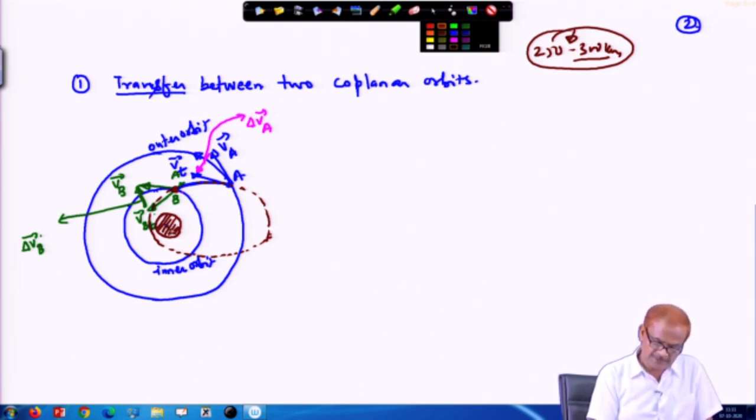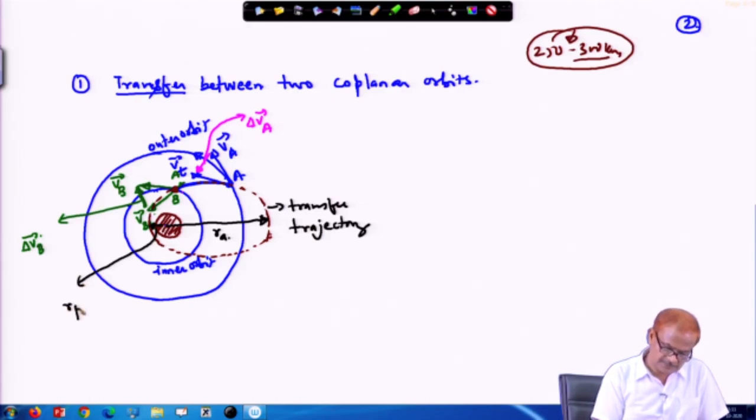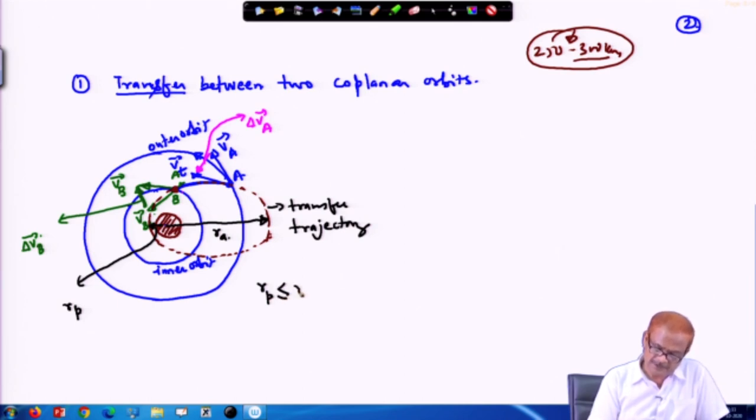So, what we can see, this is our transfer trajectory. And for the transfer orbit, this acts as r apogee and this point acts as r perigee. Immediately from here, it is visible to us that r perigee will be less than or equal to r final.